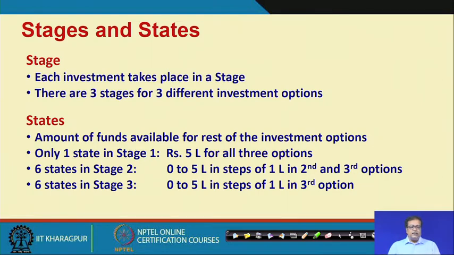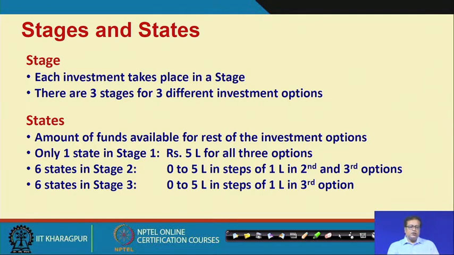What could be some states? The amount of fund available for the rest of the investment options. So, this is slightly tricky. Suppose there is only one state in stage 1. At the very beginning in the first stage, we have 5 lakhs remaining for all 3 options. So, that is the state. What is the state? How much fund is available for the rest of the investment options, is it okay? Now, when you go to stage 2, then already the first option is exhausted.